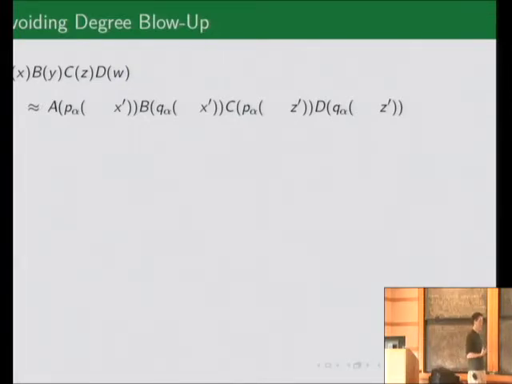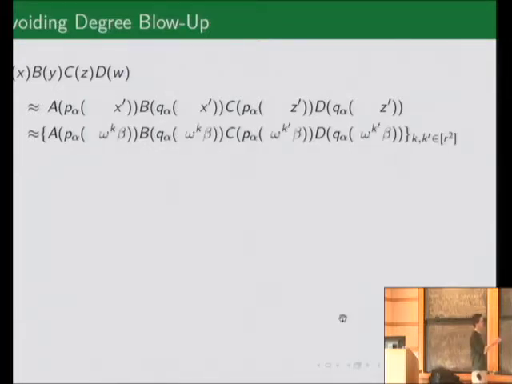What would happen next is you would say that this span is the same as when you evaluate, you replace x prime with omega to the k beta with the new seed, and you replace z prime with omega to the k prime beta, where k and k prime are independent. So you're using the rank extractor independently on the left and the right. And now we have a set of points. So this is saying this span is the same thing as this.